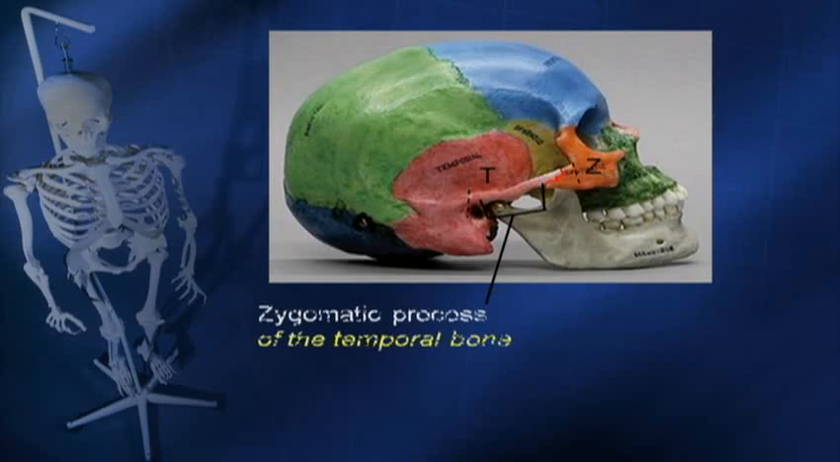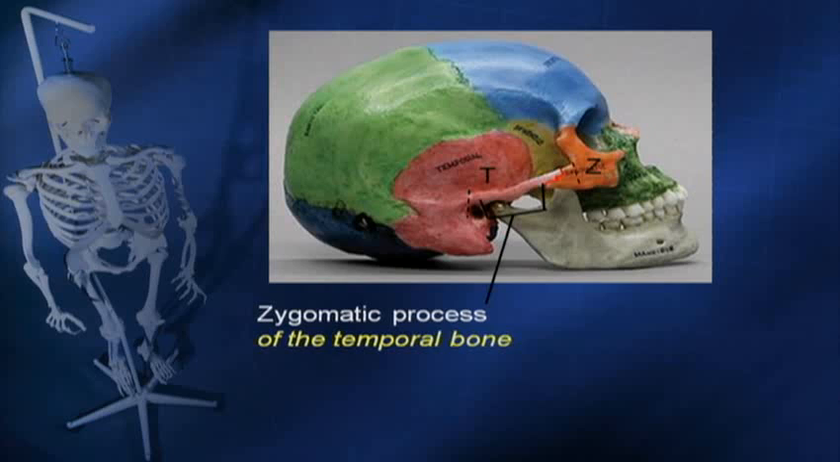We call it the zygomatic process of the temporal bone. Why? Look at what it's connecting to. It's connecting to the orange bone. And what's the orange bone's name? Zygomatic. See the system? Zygomatic process of the temporal bone.